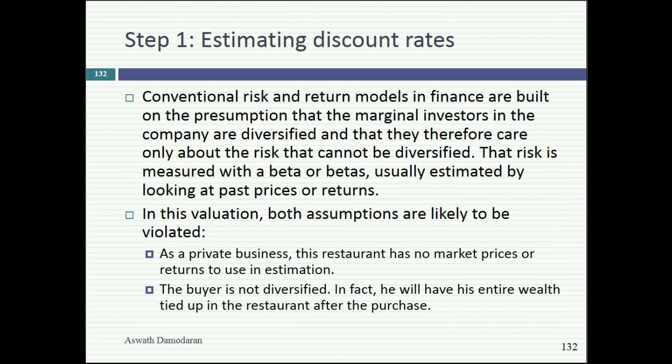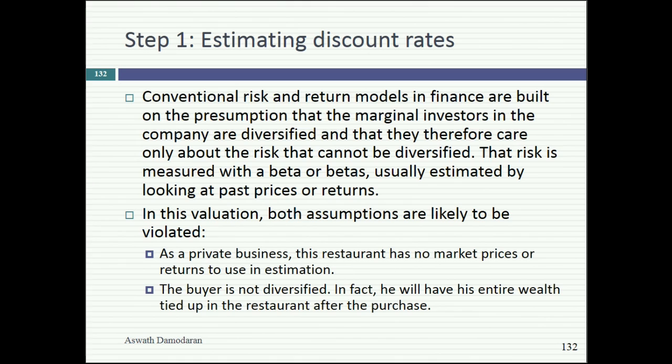Let's now talk about getting a discount rate. To get a discount rate for a publicly traded company, what do we do? We came up with a beta for the equity. We built up to a cost of equity. We came up with a cost of debt, and we built up to a cost of capital, weighted by market value weights. And we use that to discount the cash flows to value the operating assets. So let's try that. As a private business, though, remember there is no regression beta to use. So you will have to come up with more creative ways of estimating beta, and the buyer here is not diversified.